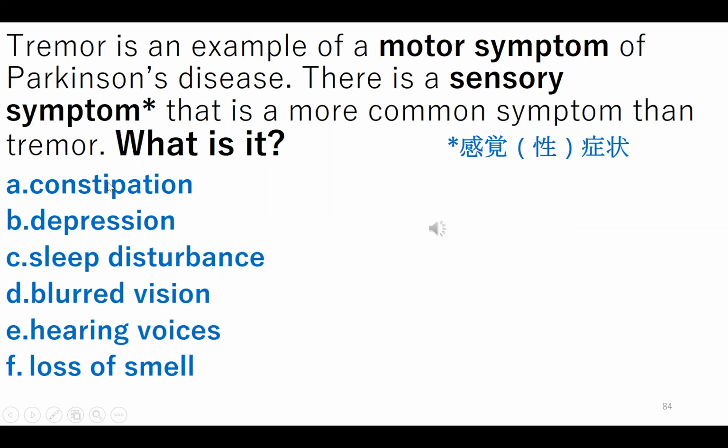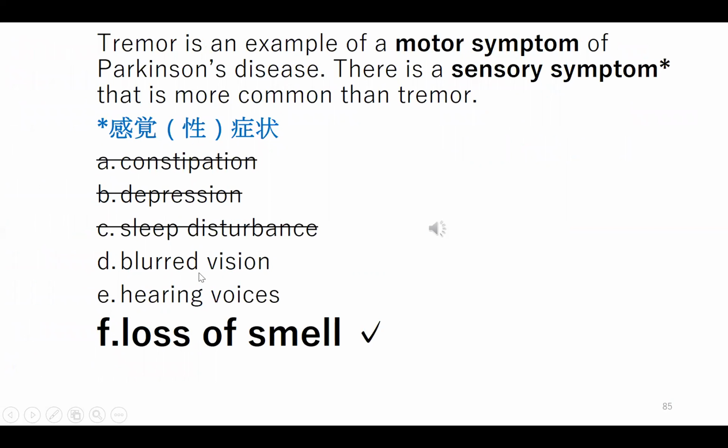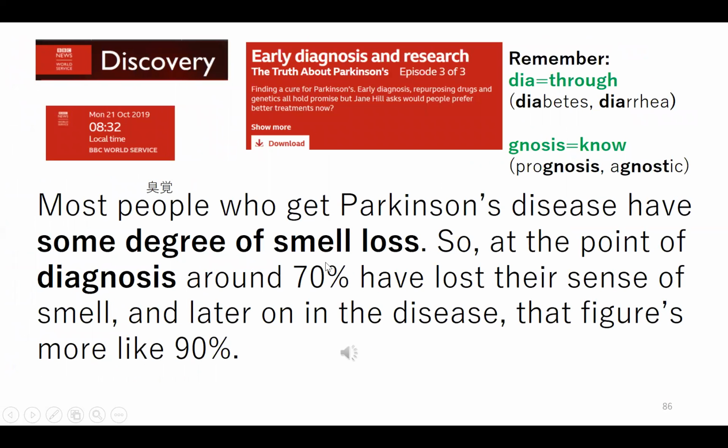Okay, that's listening. Yeah, they have to listen, and you can catch the word smell. It's not so difficult. Okay, loss of smell. Okay, so 70% on diagnosis have loss of smell. This is from this program. This is on the BBC.